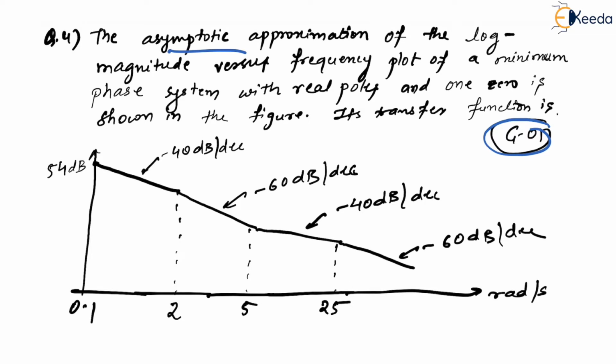Now, first of all, let us identify the corner frequencies. What are the corner frequencies here? You get 2, 5 and 25. They are the corner frequencies, right? 2, 5 and 25. Let us see what happens.